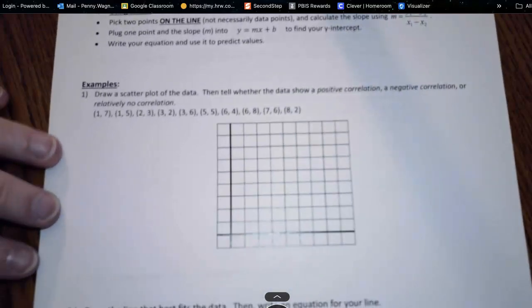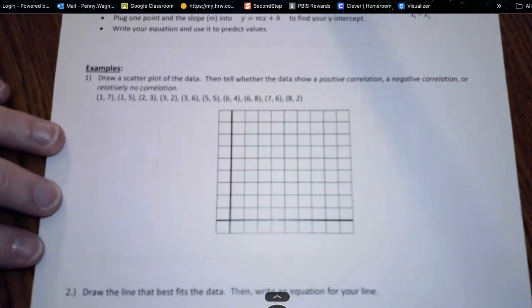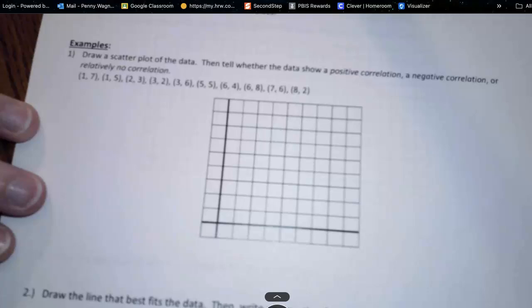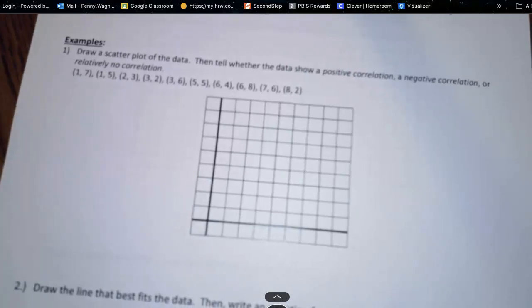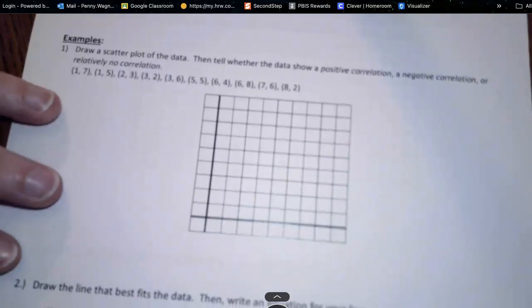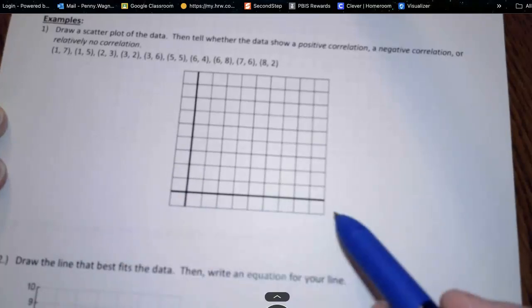So the first thing we're going to do is create our plot. We're going to draw the scatter plot of the data below, then tell whether the data shows a positive correlation, a negative correlation, or relatively no correlation. And you'll see that this has no title to it. There is no information here or here, and there's no numbering.